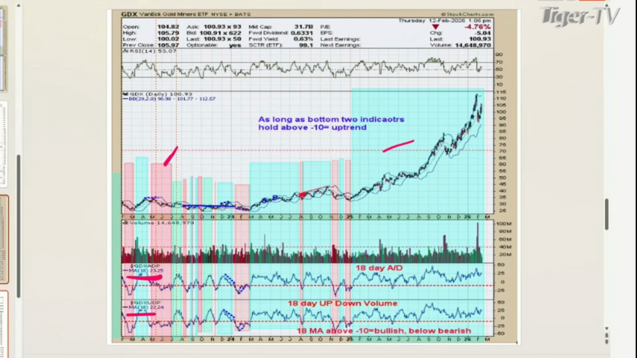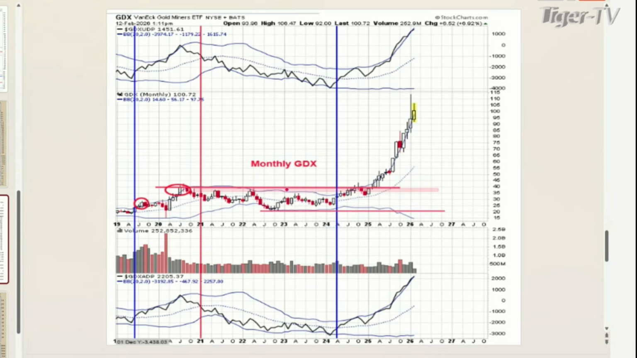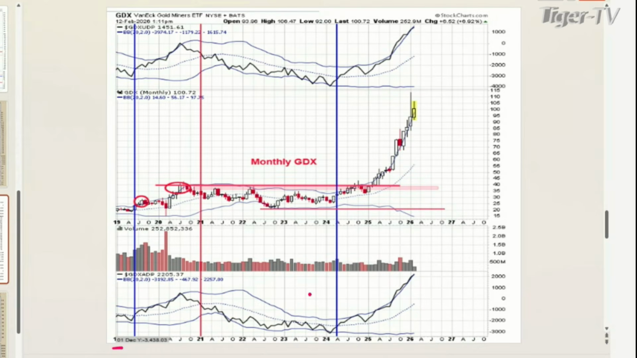So let's look at another indicator. This is a cumulative indicator that goes back probably to 2019. This is a cumulative advance-decline and cumulative up-down volume for GDX. So it's kind of another bigger indicator, manipulating the indicators in a slightly different way, to get a different look at the market.